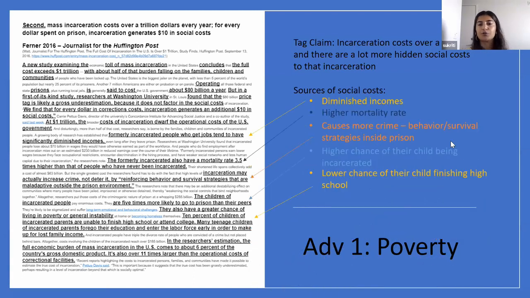So it just goes through diminished incomes, higher mortality rate. It might actually be that incarceration is not effective at stopping crime and might cause more crime. There's a higher chance of children being incarcerated. We kind of went over that process earlier, and there's a lower chance of their children finishing high school.